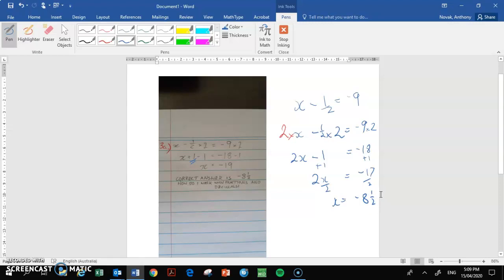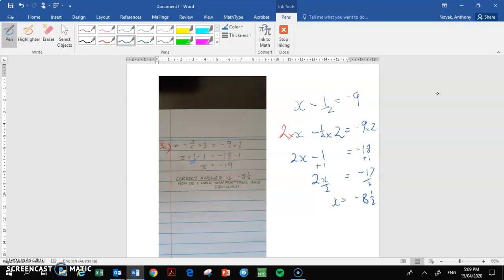Right. Okay. How do I work with fractions? Let's go back to what you actually did. Here we had x minus a half. And I suppose the mistake that you made was you focused on the fraction. What should we be focusing on? Remember, it is a linear equation where we're trying to solve for x.